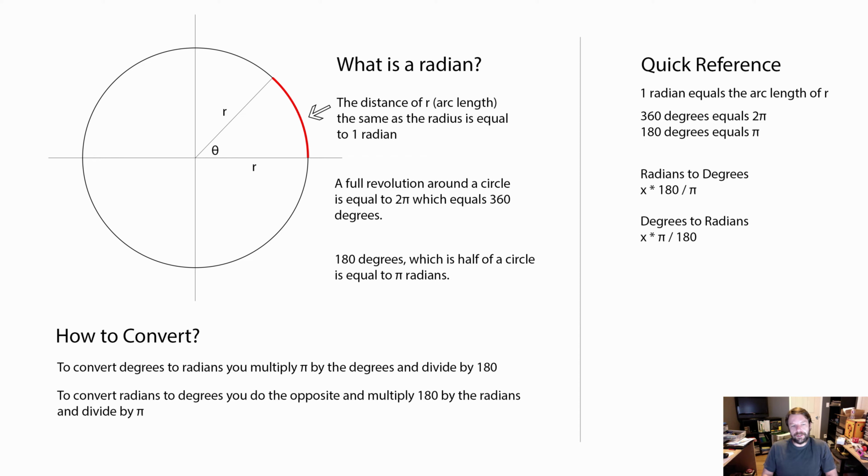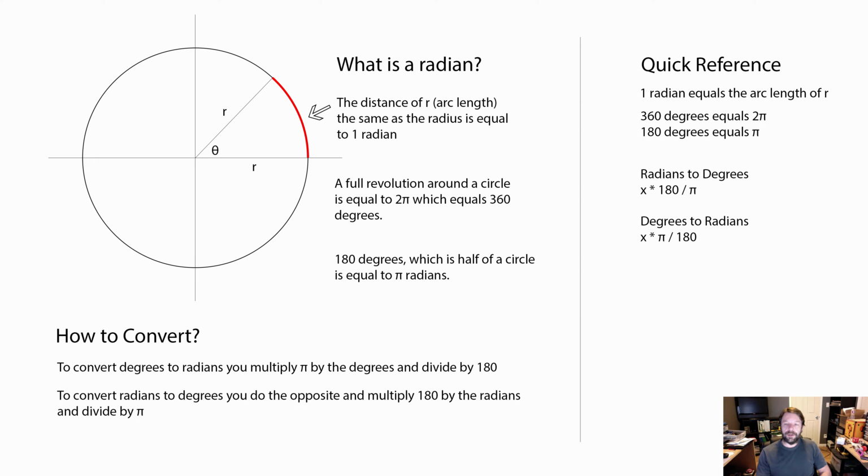So to convert degrees into radians, the only thing we have to do is multiply pi by the number of degrees and then divide that by 180. Okay, and that'll give us our radians. And in the same way, we can convert radians back into degrees if we do the opposite: multiply the radians by 180 and then divide by pi.